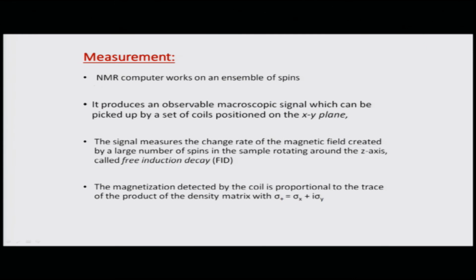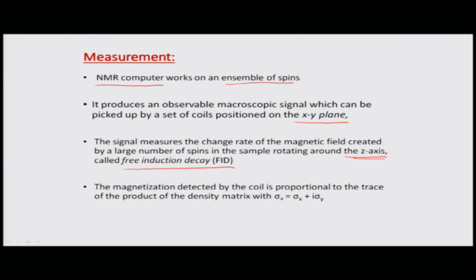So, finally, the NMR computer also works with the idea that you are working on an ensemble of spins, which is why the measurement principle is very, very important. It produces an observable macroscopic signal which can be picked up by a set of coils positioned in the XY plane. The signal measures the change in the rate of the magnetic field created by a large number of spins in the sample rotating around the z axis, called the free induction decay, as we had mentioned earlier, and this free induction decay is then Fourier transformed to get to the result.